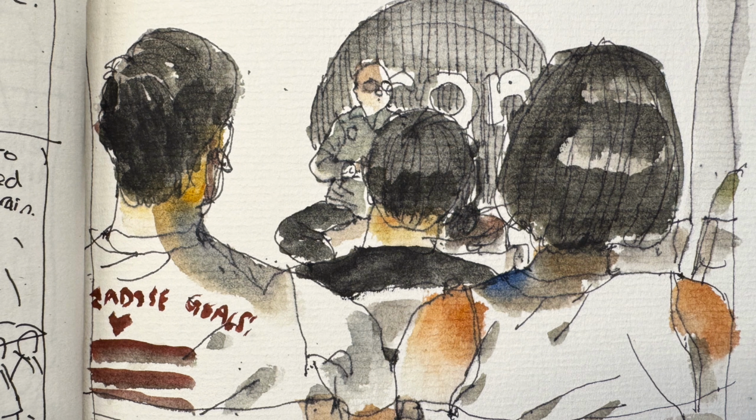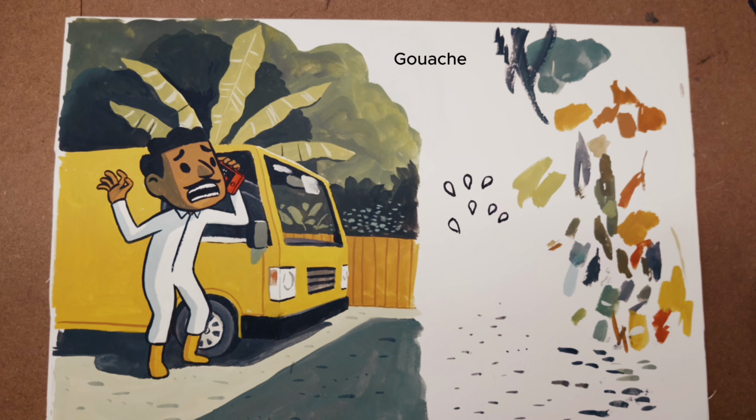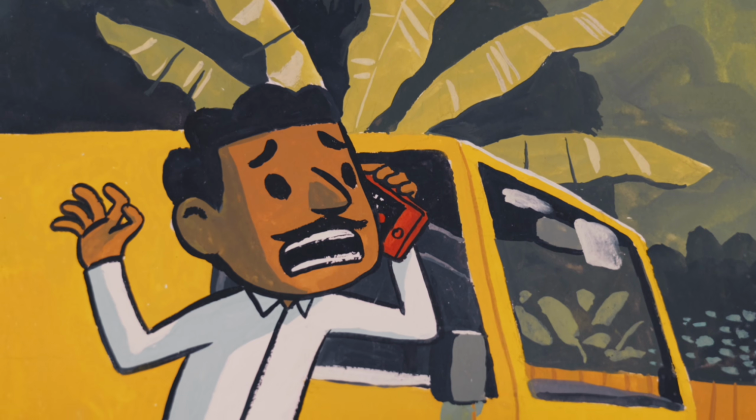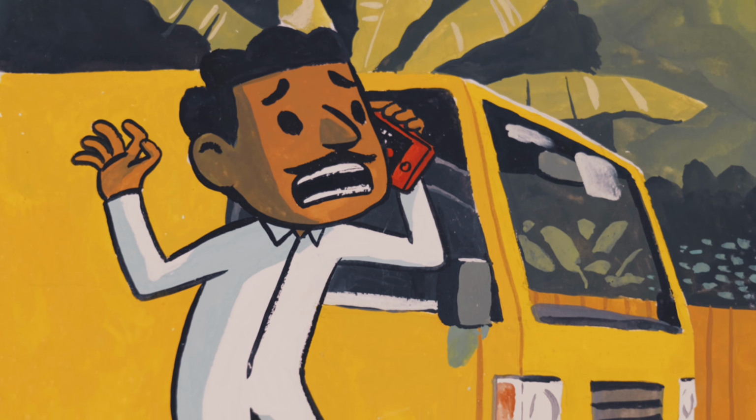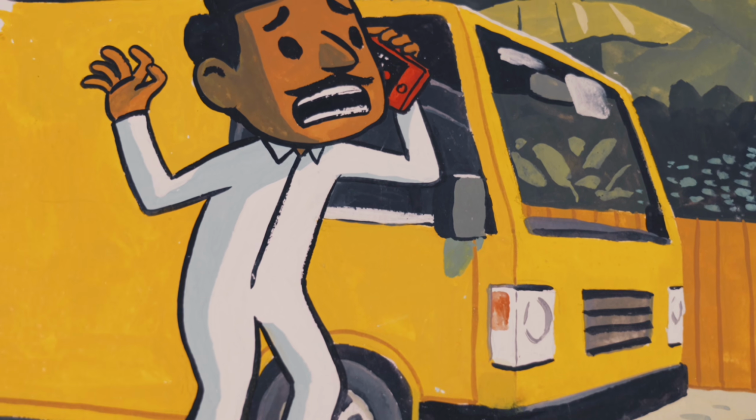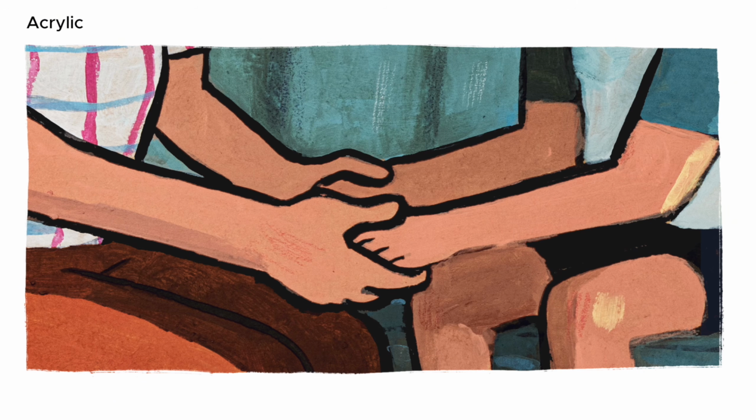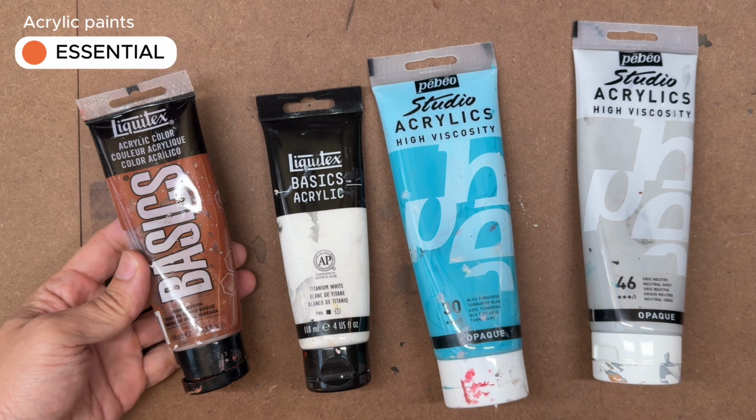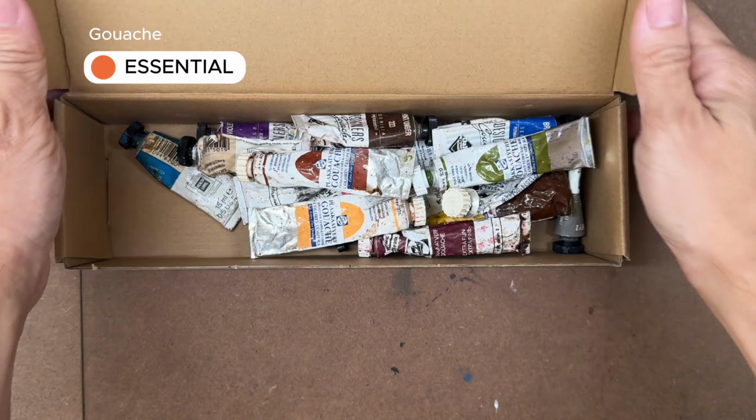When it comes to doing picture books, I find that acrylic and gouache are great options. The paint and the texture and the colors usually look more bold and full. And for acrylics, it's easy to cover over errors because it's opaque. I use different brands of acrylics, and these are my gouache paints.